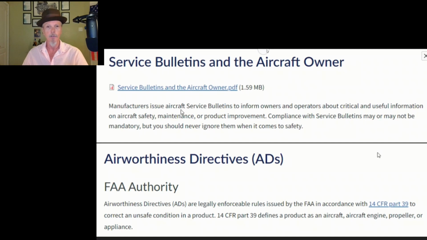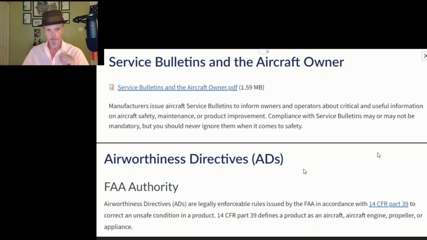So manufacturers issue aircraft service bulletins to inform owners and operators about critical and useful information on aircraft safety, maintenance, or product improvement. Compliance with service bulletins may or may not be mandatory, but you should never ignore them when it comes to safety. In this instance, McDonnell Douglas issued a service bulletin that was the reason this repair was done.